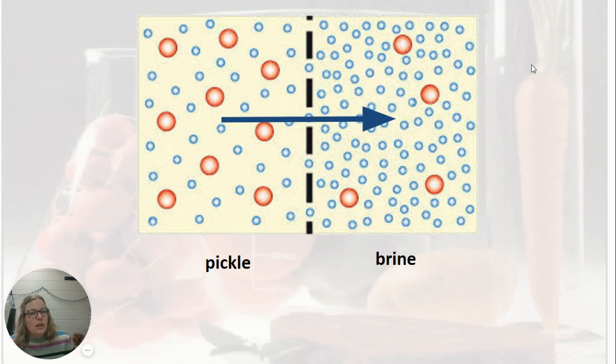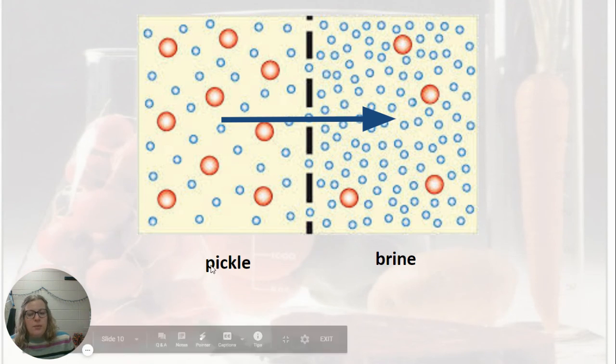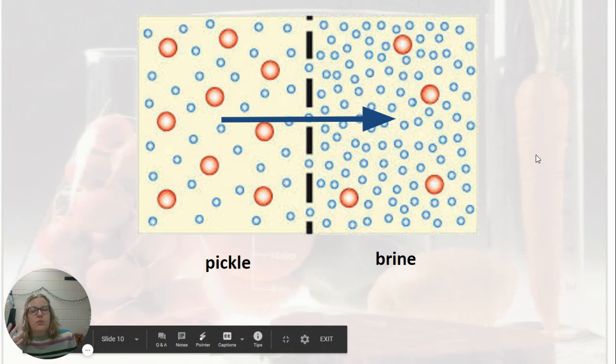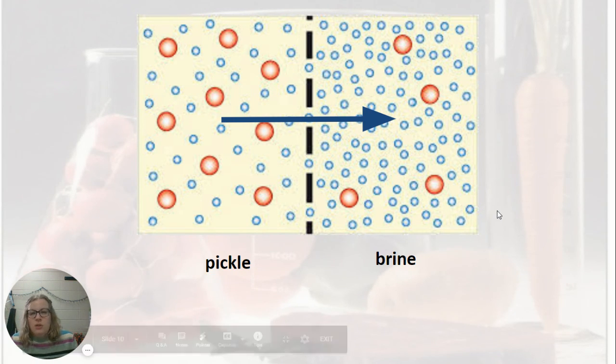Okay. The other one is pickles. Now, I guess I probably shouldn't have this being a pickle. It's a cucumber before we get started. But a cucumber is like, I think, 98 or 99% water. So there's a little bit of solute that's in your cucumber. And then you have your brine.